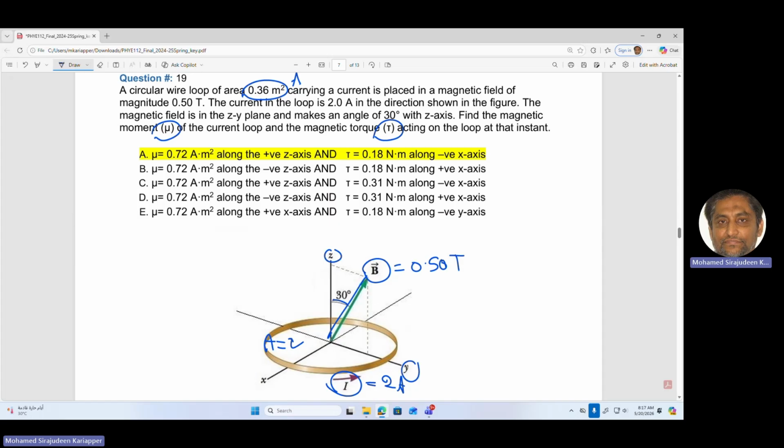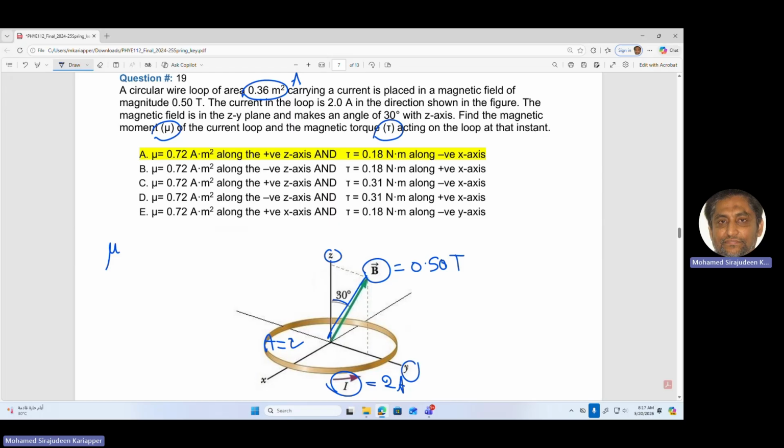So somebody tell me what is the formula for the magnetic moment? Come on, guys. What is the equation for magnetic moment, Sulaiman? Yeah, sure. Check the formula sheet.